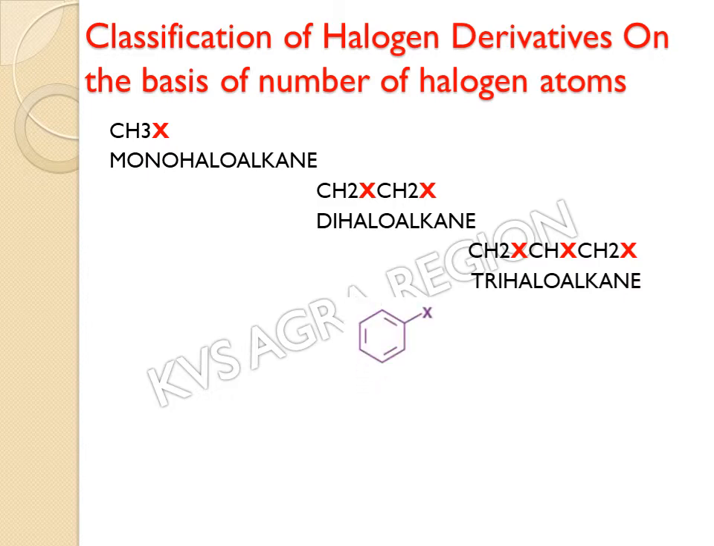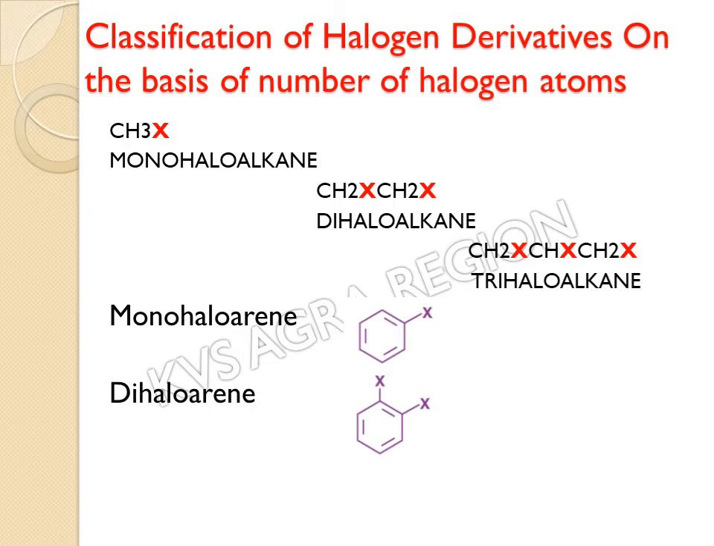Let's see in case of haloarenes. Here we can see there is only one halogen atom attached to the benzene ring. Hence it is monohaloarene. Here we can see two halogen atoms are attached to the benzene ring. Dihaloarene. And in this case, three halogen atoms are attached to the benzene ring. Hence it is trihaloarene.